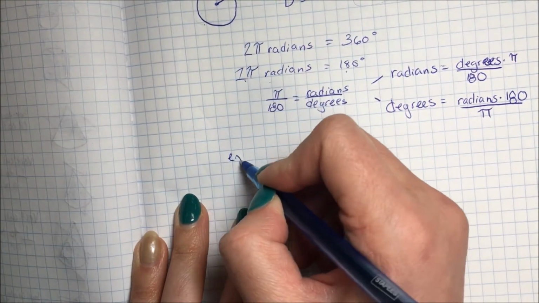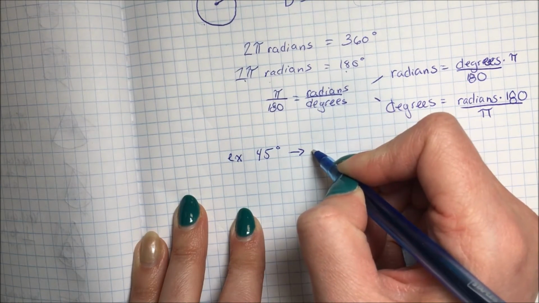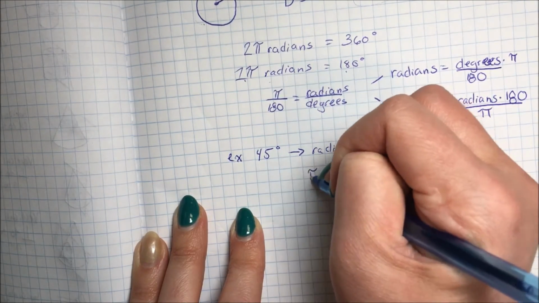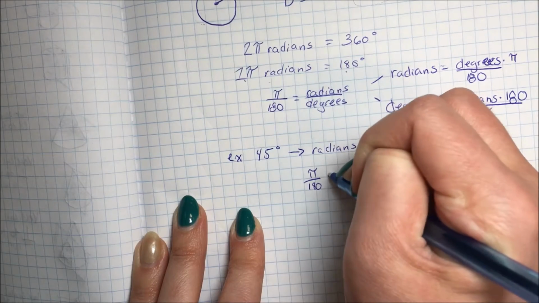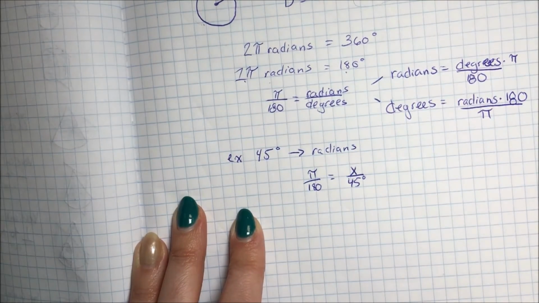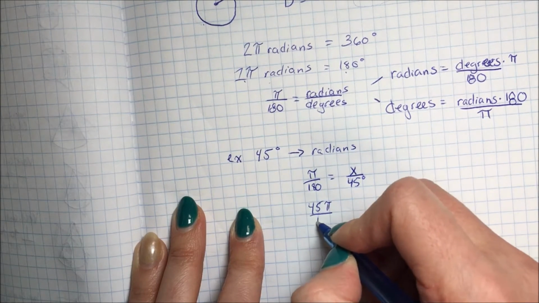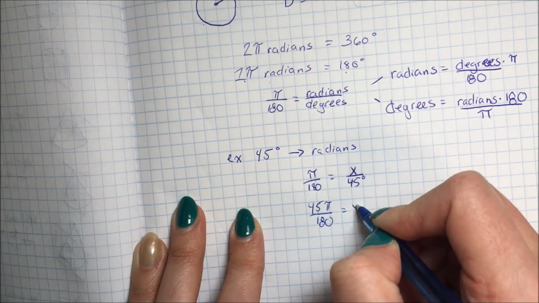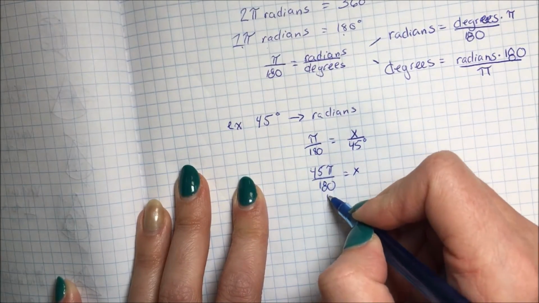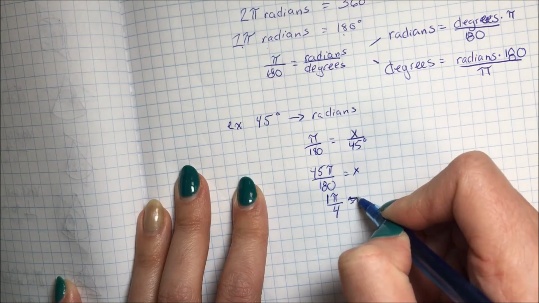Okay, so for example, if I wanted to convert 45 degrees to radians, I'd say that pi over 180 equals x radians over 45 degrees. When I cross multiply, I get 45 pi over 180 equals x radians. And that reduces to 1/4 pi radians.